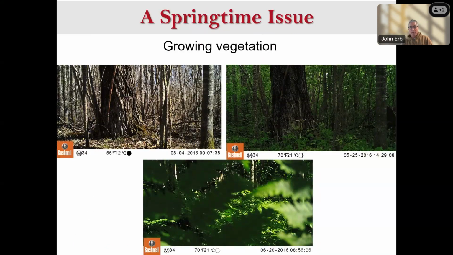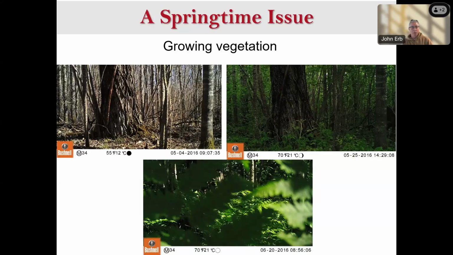Another thing, if you have cameras out in the spring, to consider is what's going to grow. We had a project, we deployed cameras in the spring for 6 weeks. When we put it there, the top left photo, everything was great. Even 3 weeks later, we were probably getting pictures of any animals that came through there. But 3 weeks after that, you couldn't even see what you were trying to look at because of all the ferns that had grown up in front of the image.